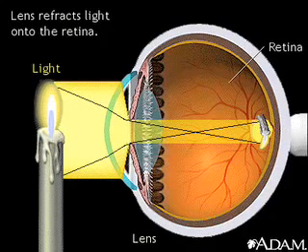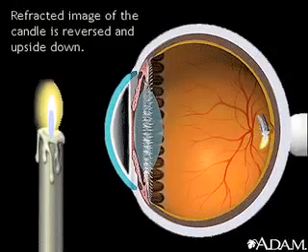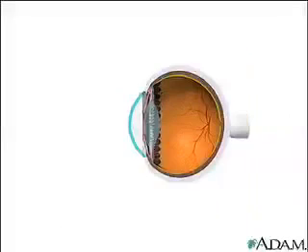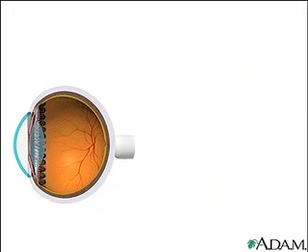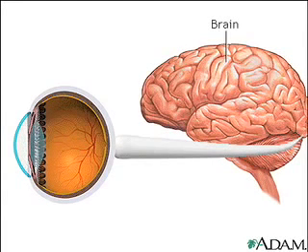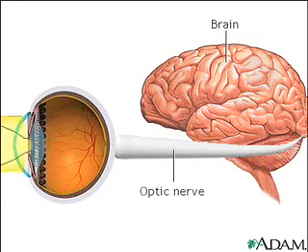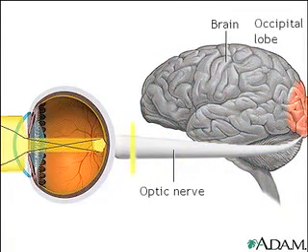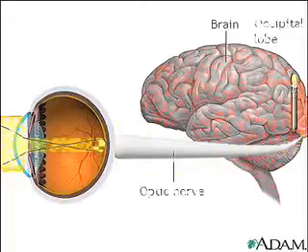The retina is the light-sensitive part of the eye. This double refraction causes the image of the candle to appear reversed and turned upside down on the retina. Fortunately, that's not the end of the story, or the world would appear upside down. The image gets turned right side up in the brain, which is connected to the eye by the optic nerve. Impulses travel down the optic nerve to the occipital lobe of the brain, which then interprets the image of the candle in the correct perspective.